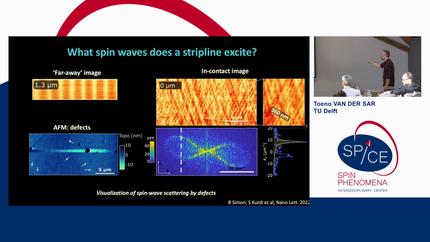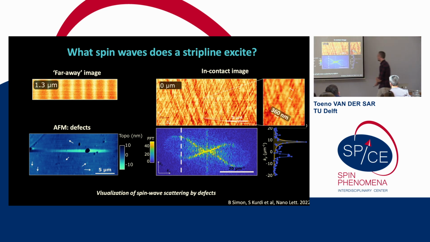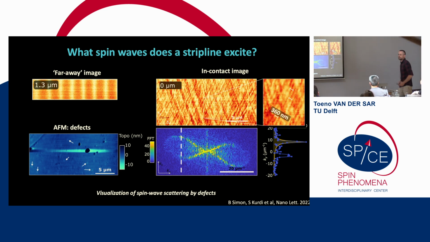And then if you take a Fourier transform of this spatial pattern, you retrieve this characteristic isofrequency contour of the spin wave dispersion. And we believe it's caused by defects. So you excite a wave, there's a defect somewhere, the wave scatters off it. Like you have a wave in water and a rock, for instance.